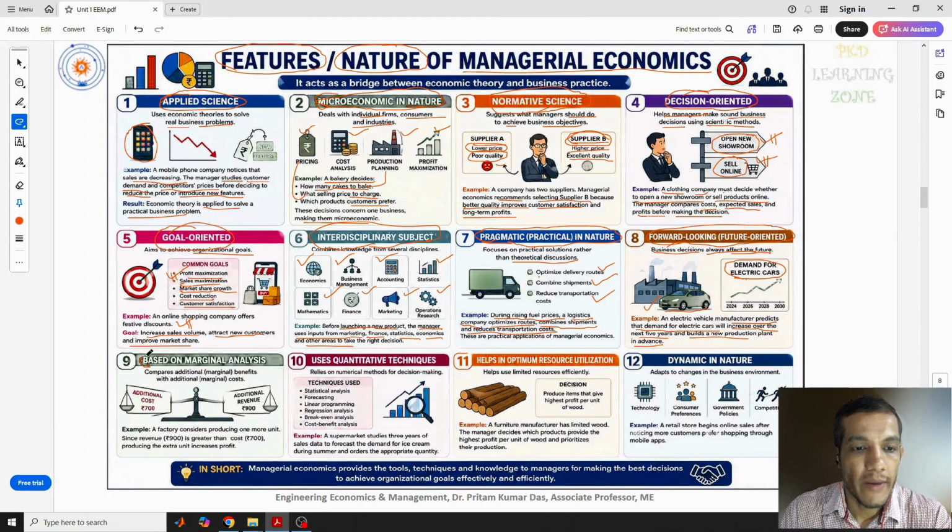The next one is based on marginal analysis. It compares the additional marginal benefits with the additional marginal costs. So marginal benefits as well as marginal costs both need to be taken care of. Suppose a factory considers producing one more unit, and the revenue, say 900, is greater than the cost of 700. Producing the new unit increases the profit. If they are going to invest in a new area, then cost analysis needs to be done so that you can get more profit.